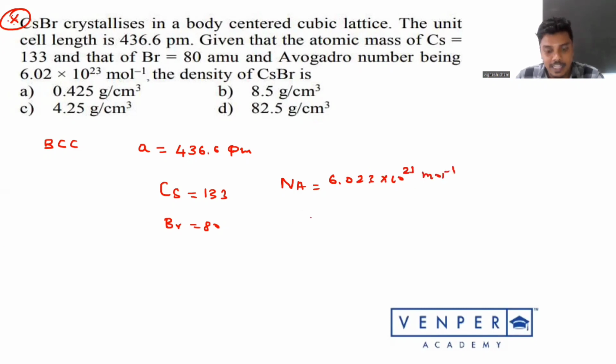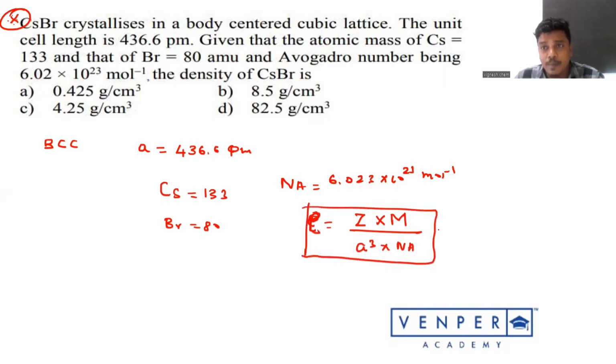They are asking for the density rho. Now, what is the formula for density? Does anyone know the formula for density? The simplest formula, right? Please know the formula, the density of the given solid. Please note, very simple one. Now note the formula. The density equals Z into the molecular mass of the solid divided by a cube into NA. This is the formula. This is the density rho.